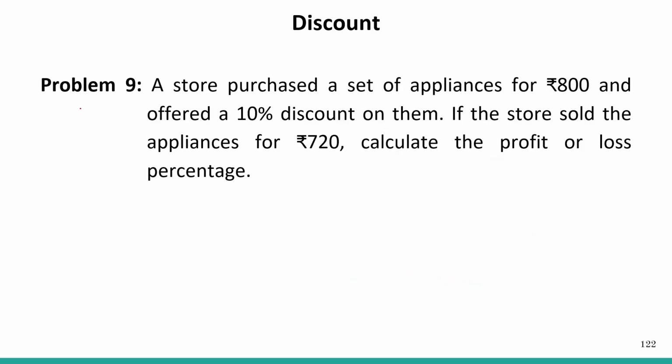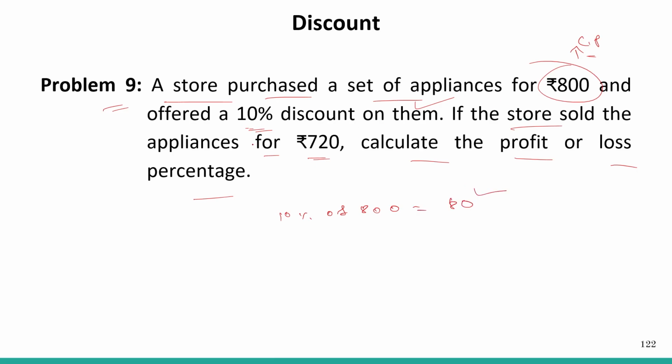Okay. So let's see problem number 9. Okay. So a store purchased a set of appliances for 800 rupees and offered a 10% discount on them. If the store sold all the appliances for 720 rupees, then calculate the profit or loss it made in terms of percentage. Okay, so it purchased for this much, so this will be the CP, right? And offered a 10% discount. So 10% of 800 is equal to 80, right? So the store sold the appliances for 720 rupees, right? After 10% discount.